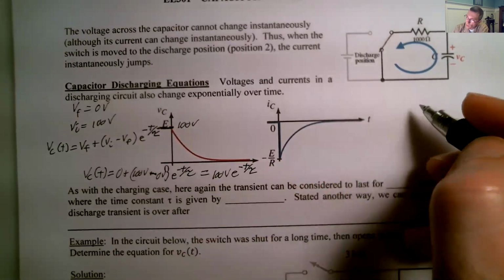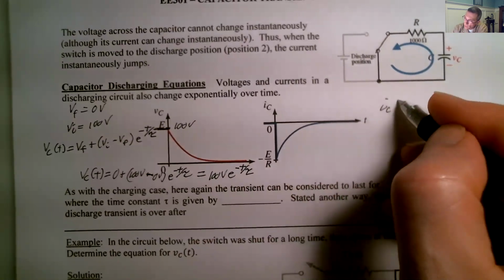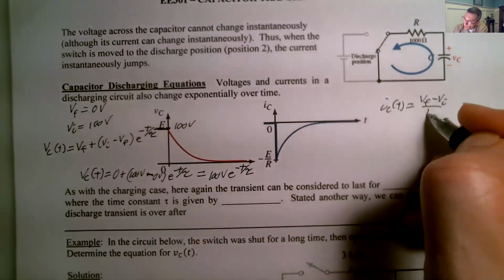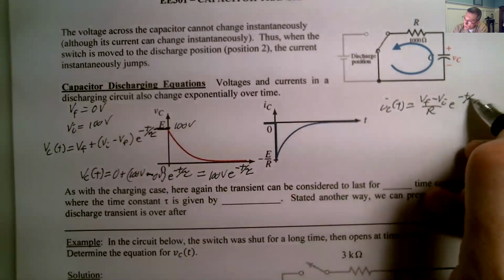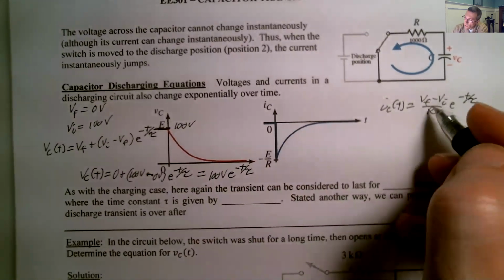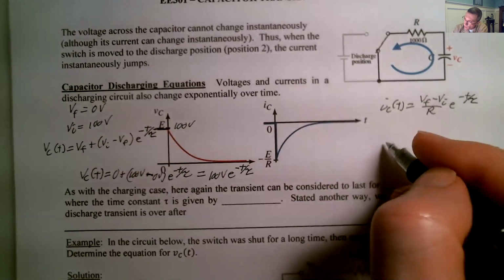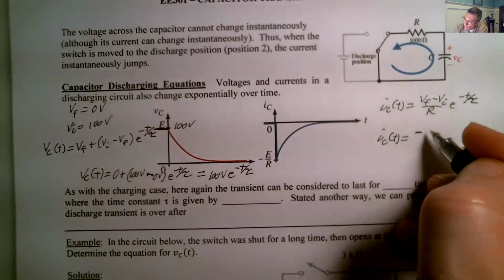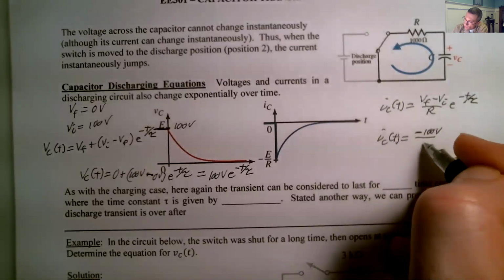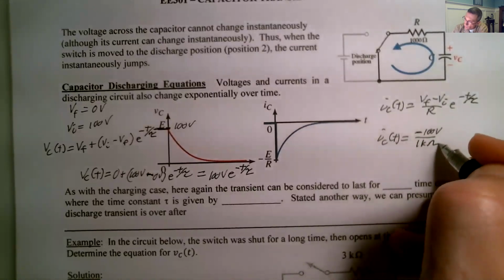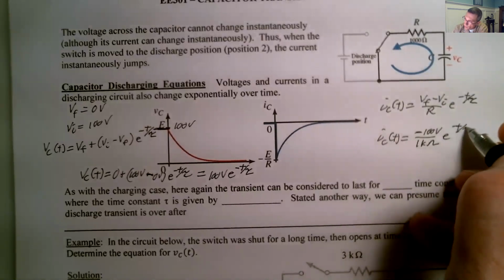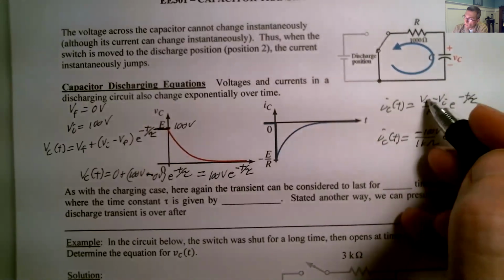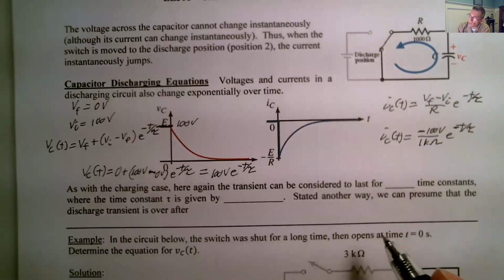For the current, IC of t is going to be equal to V final minus V initial over R, e to the minus t over tau. And we already said what V final and V initial were. So we've got IC of t is equal to negative 100 volts divided by the 1 k ohm, e to the minus t over tau, because the V final is 0 and V initial is at 100.